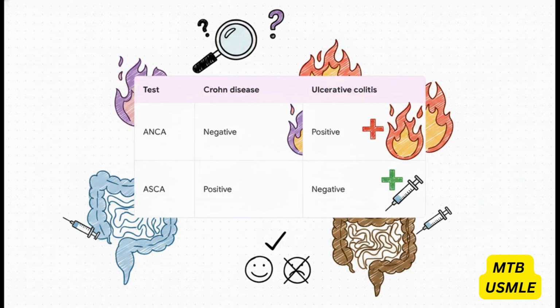If the ASCA test is positive, it strongly points to Crohn's. If the ANCA test is positive, it's ulcerative colitis. It's just a fantastic example of using targeted tests to definitively ID our suspect.